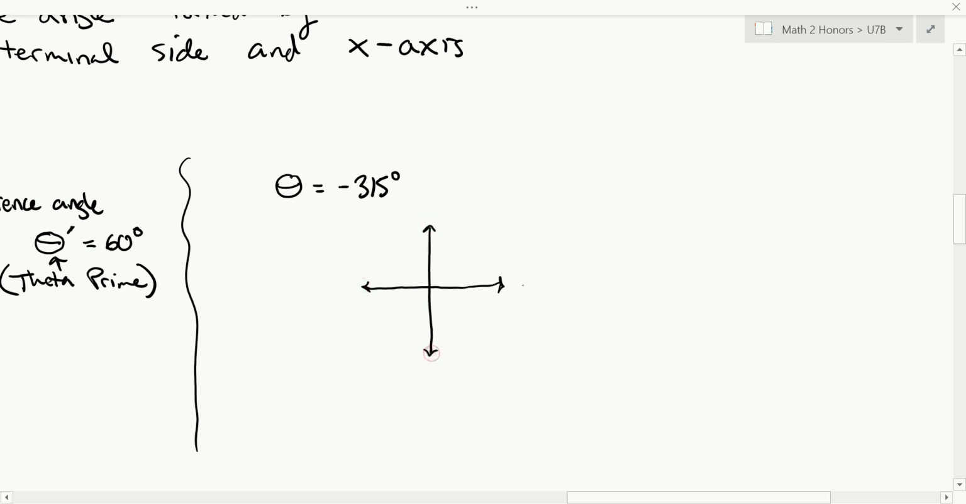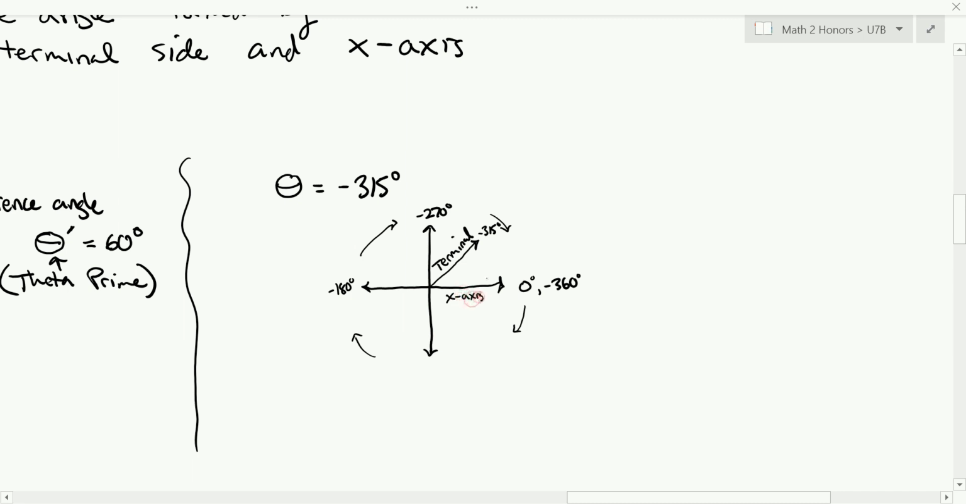So if it's a negative angle, I start at 0 and go the negative direction. This is negative 180, so keep going. This is negative 270. Keep going. Negative 360 is coterminal with 0 degrees, right? They share the same spot. And so negative 315 is right in between those two. Okay, so I plotted it in standard position. Now I want my reference angle. And my reference angle uses this side, this is our terminal side, with the x-axis, not the y-axis.